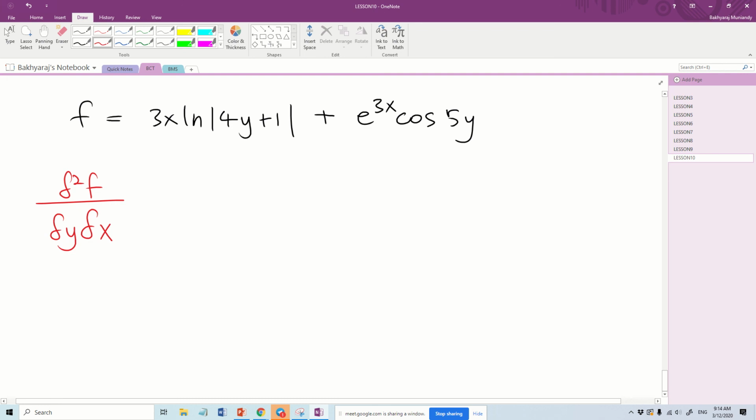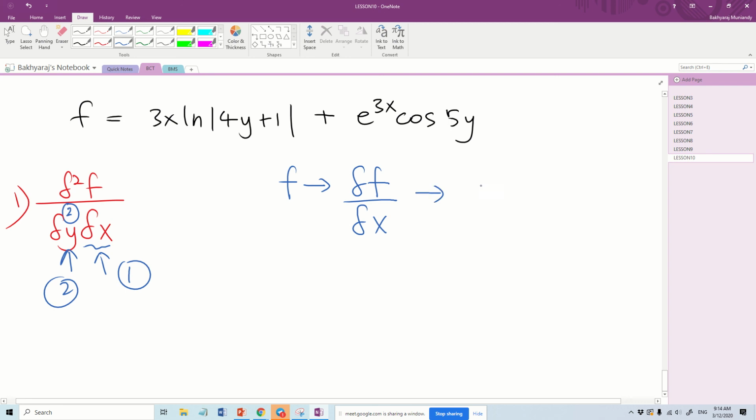Let's say the final exam gives you delta square f over delta y delta x. This is the question. What should you do? You should remember, you start from behind. So to get this function, you must differentiate f with respect to x first, delta f over delta x. You start with number 1, delta x, because behind is the first one. This one is number 1, this is number 2.